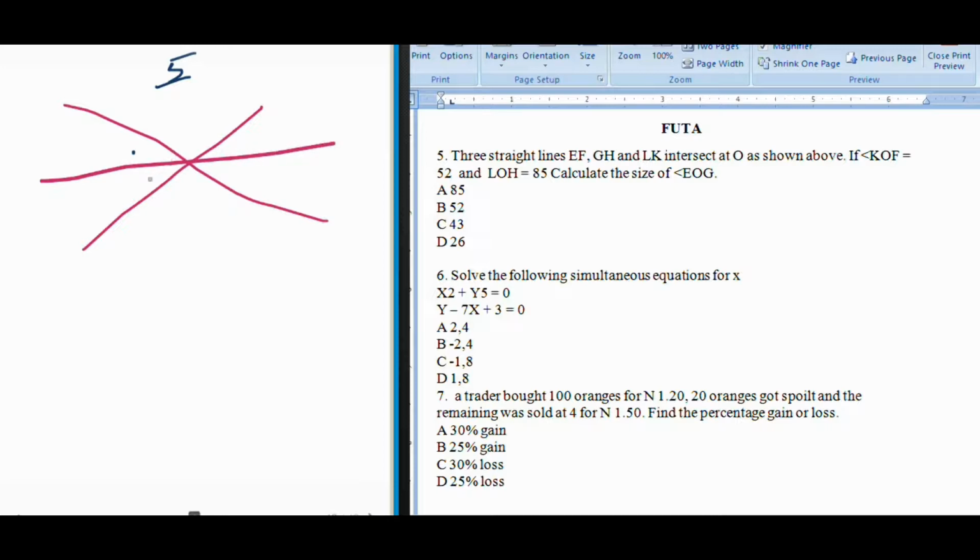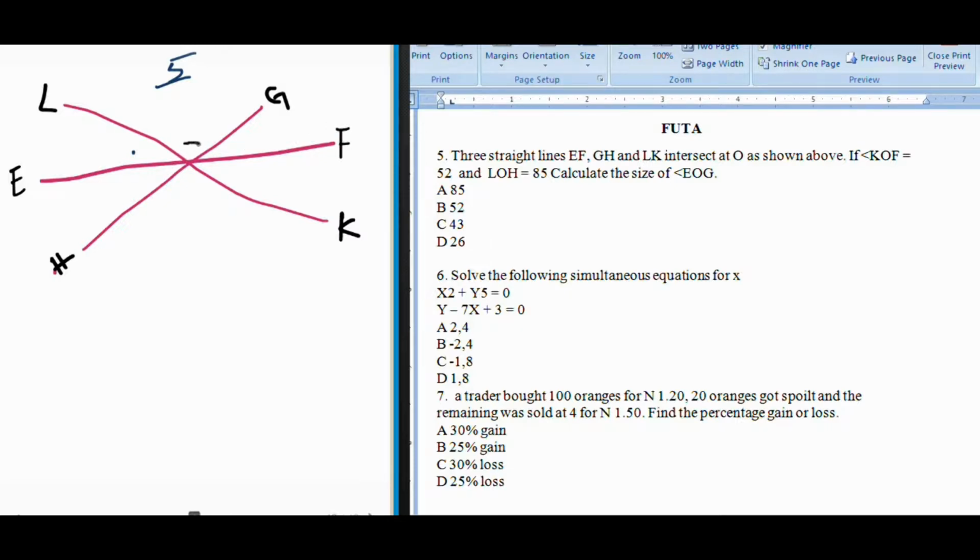If angle KOF is 52 degrees and LOH is 85 degrees, calculate the size of EOG. That is the object. We have to calculate this size. Let's say that size is equal to X, and we have to find the value of that X.